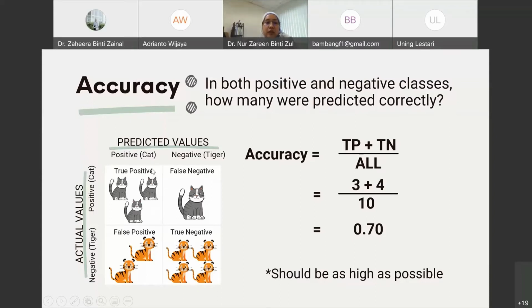So you would look at only the true positives and the true negatives. In our case here, you would have 3 true positives, 4 true negatives. So that in total would be 7. And in this whole problem, there are 10 animals. Okay, so you will get 3 plus 4 over 10, which is 0.7. So the accuracy of your model is 0.7. Same goes for accuracy, it should also be as high as possible.